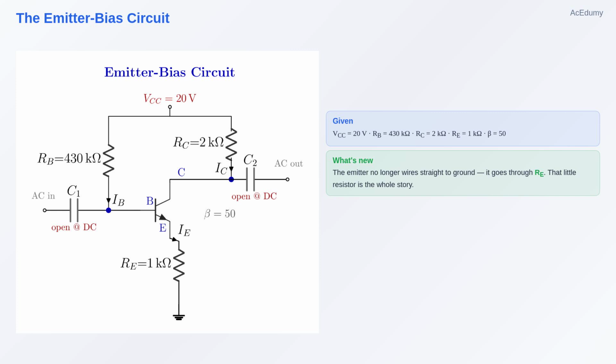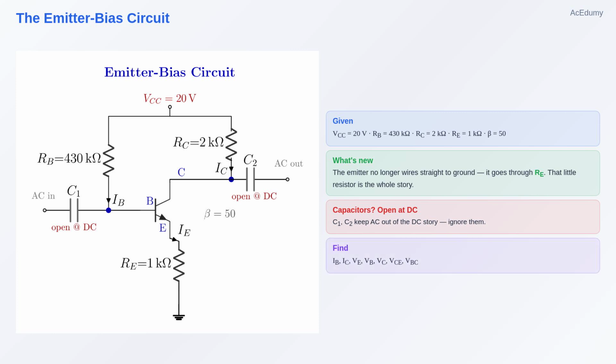As always, the two capacitors are open circuits in DC. They keep the AC signal out of our DC analysis, so we ignore them. The question asks for everything. The base current I sub B, the collector current I sub C, and the voltages V sub E, V sub B, V sub C, V sub CE, and V sub BC. Let us walk it exactly as we did before.